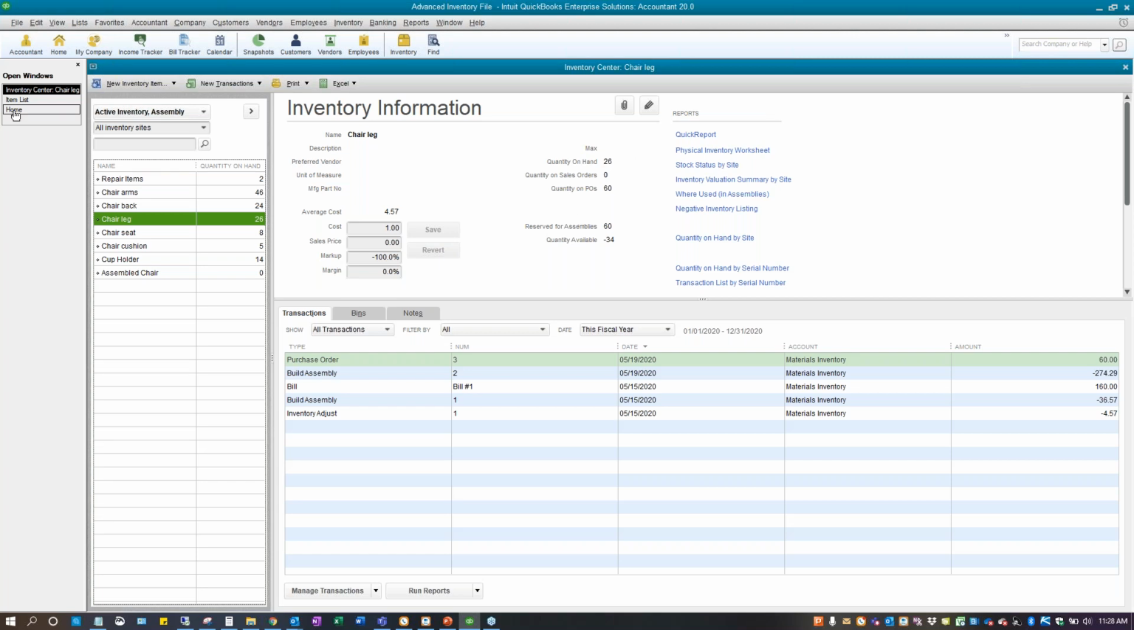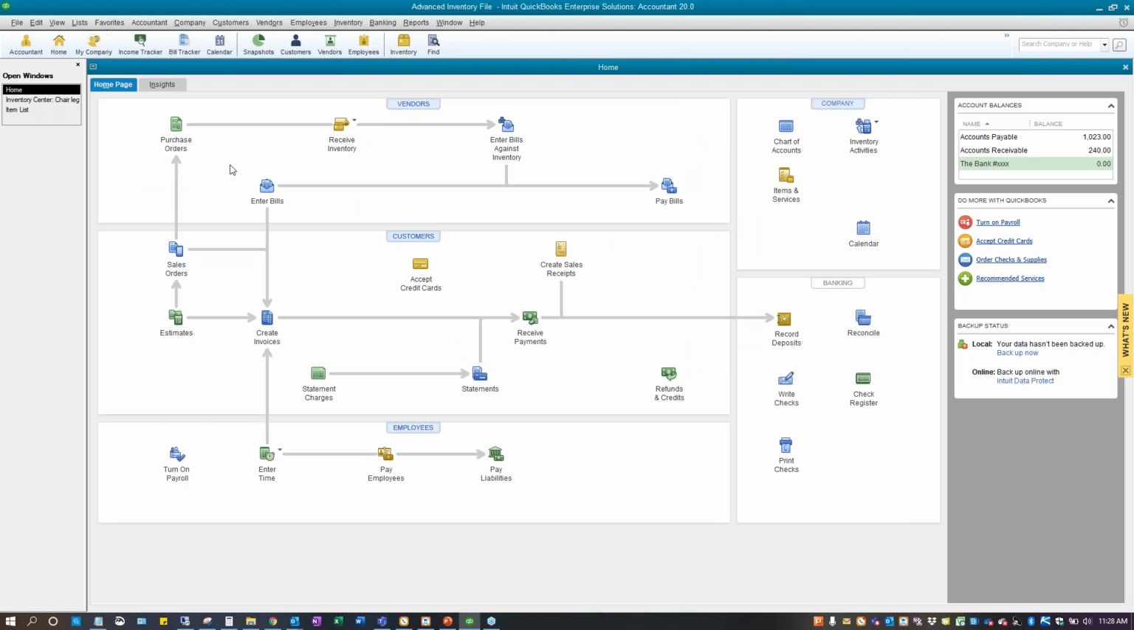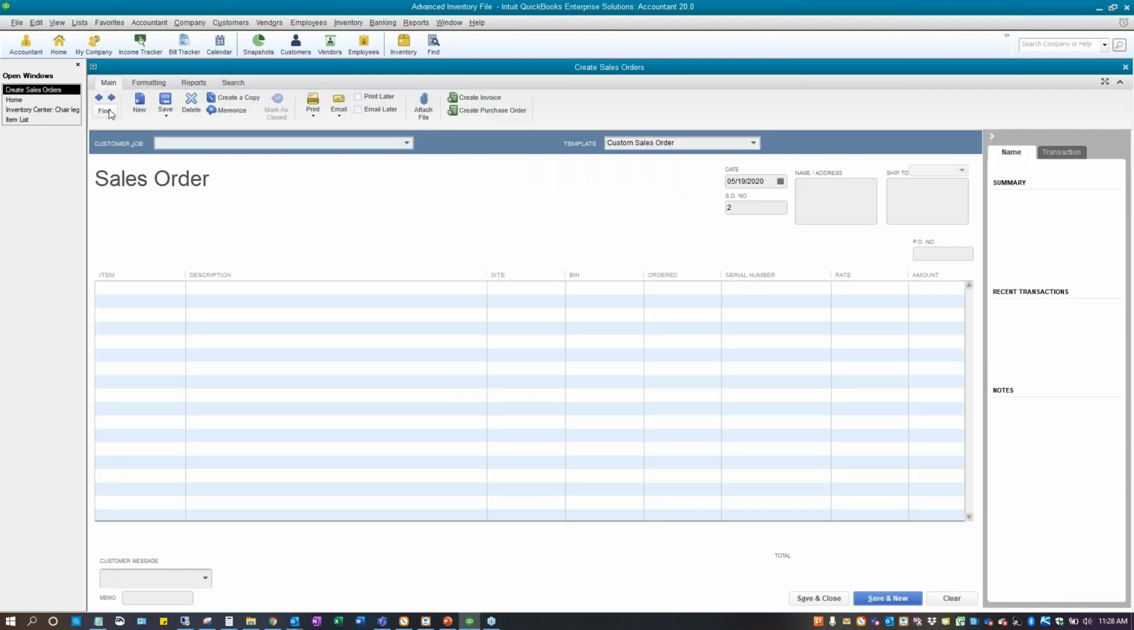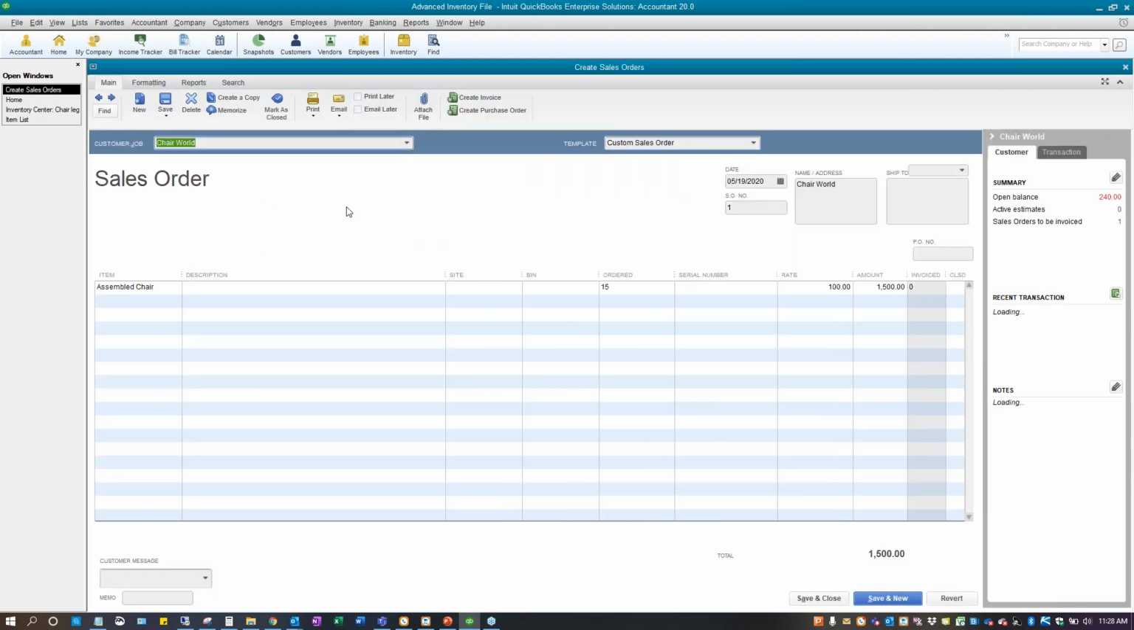So go from there. Another big thing I want you to pay attention to is the home screen. A lot of people don't notice that these arrows actually have meaning until I point them out. So we can actually take the life cycle of a client in terms of what they want, without having to click a whole lot. So in this case, I did a sales order for Chairworld, and they wanted 15 chairs.